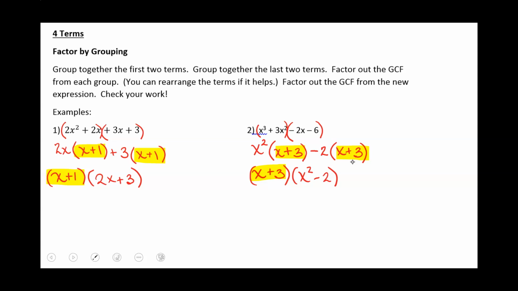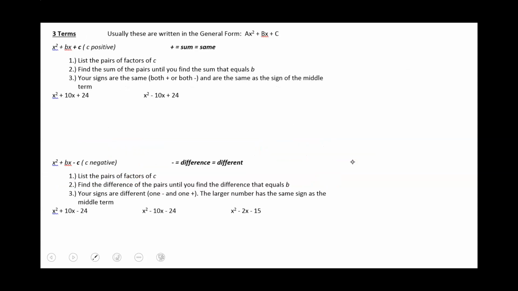So if you have four terms, that's how you factor by grouping. All right, so we have talked about if you have two terms, if you have four terms. Now we want to focus on if you have three terms. And if you have three terms, typically we are writing this in standard form or general form of ax squared plus bx plus c.